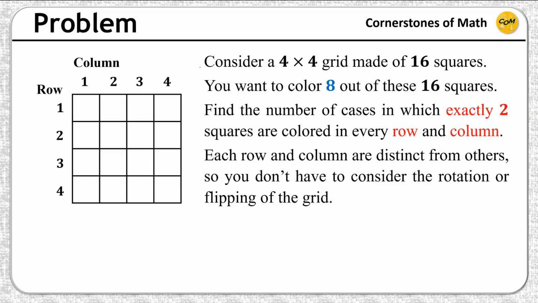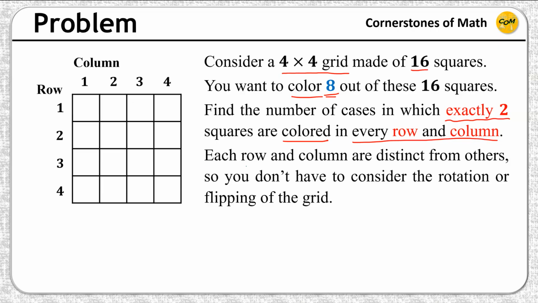Today I am going to solve the following problem. Consider a 4x4 grid made of 16 identical squares. You want to color 8 out of these 16 squares. Find the number of cases in which exactly 2 squares are colored in every row and column.